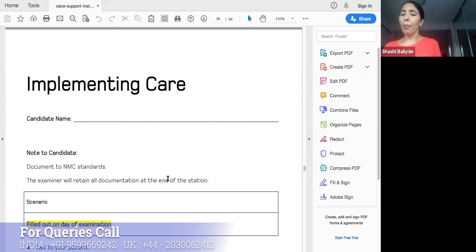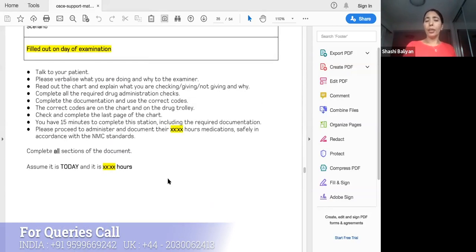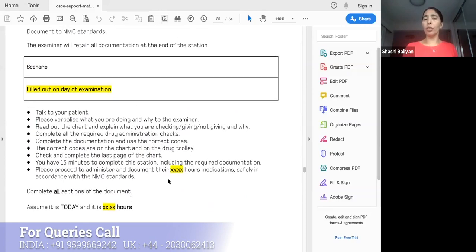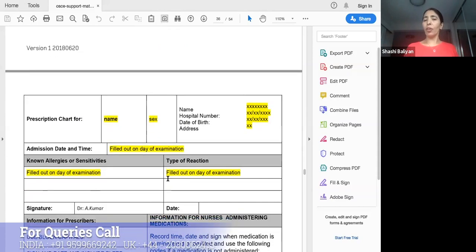Now we come to implementation. Now in the implementation, again, you will get a scenario. So over in this place, they are not going to give you the drug chart. They are only going to give you the scenario. The drug chart is when you go inside, then you will find the drug chart.